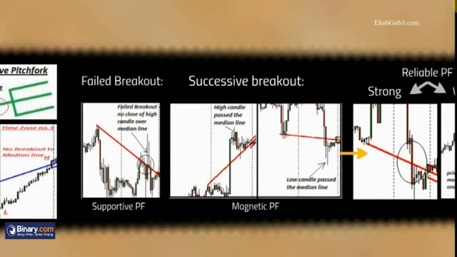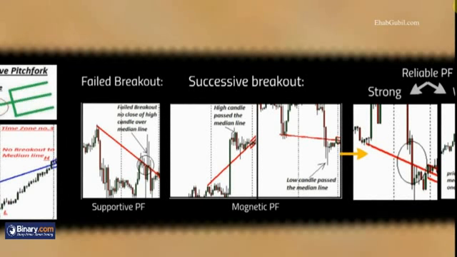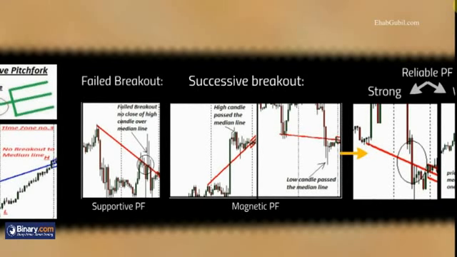Another main point we should understand: a successive breakout of the median line in magnetic PF is when a high or low candle breaks out the median line. This means a high or low candle passes the median line, whether a high candle in a bullish breakout or a low candle in a bearish breakout. Otherwise, we will consider this a supportive PF.